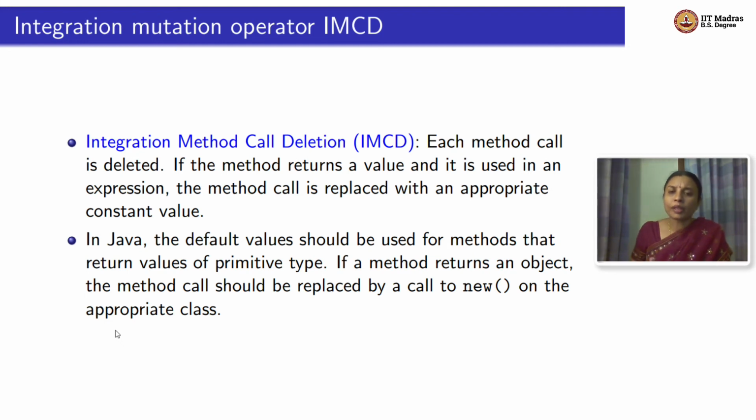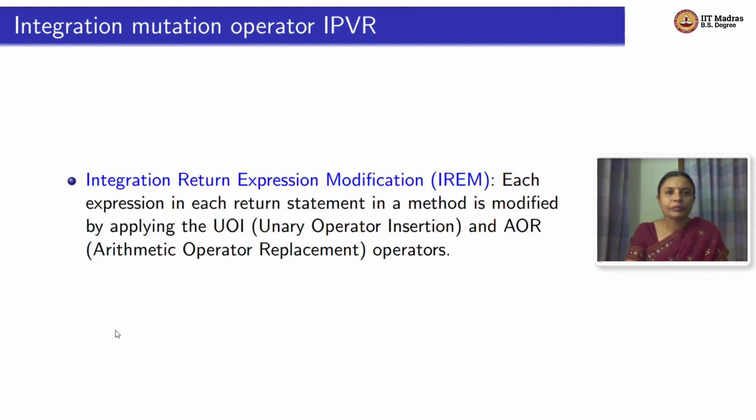For example, if a method returns an object, the method call should be replaced by a call to a new method in the appropriate class. In the next lecture in week 10, we will teach you, just to be complete, some basic object-oriented concepts so that you could learn a little more about object-oriented mutation testing.